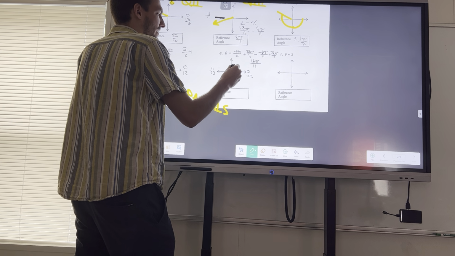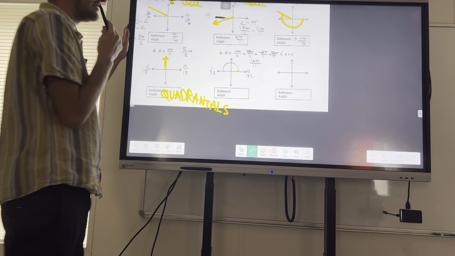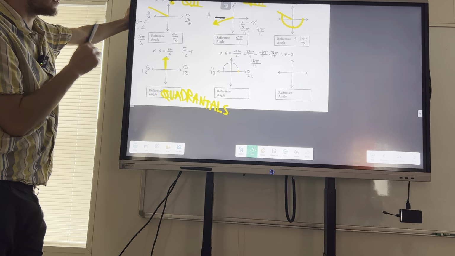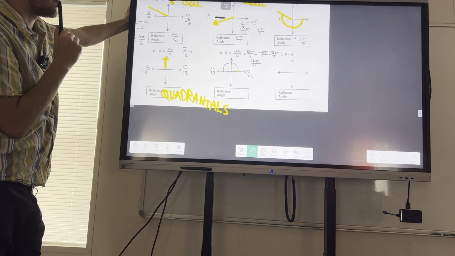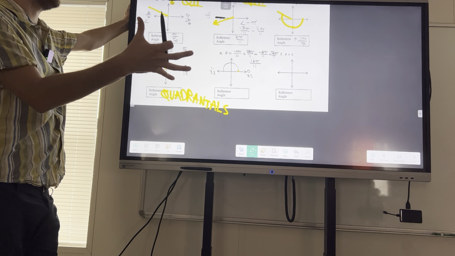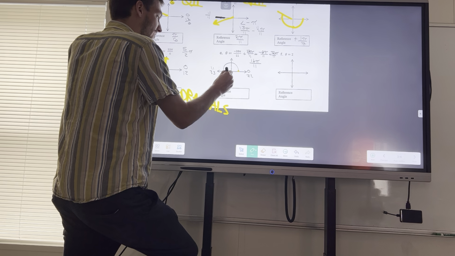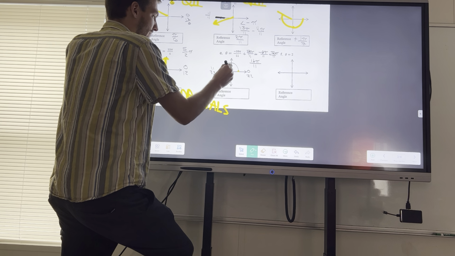16 pi 11ths would be 11 11ths. And is 16 closer to 22 or closer to 11? It's closer to 11. It's only 5 away from 11, but it's 6 away from 22. That's a little tough, but it is going to be just barely in this quadrant 3.